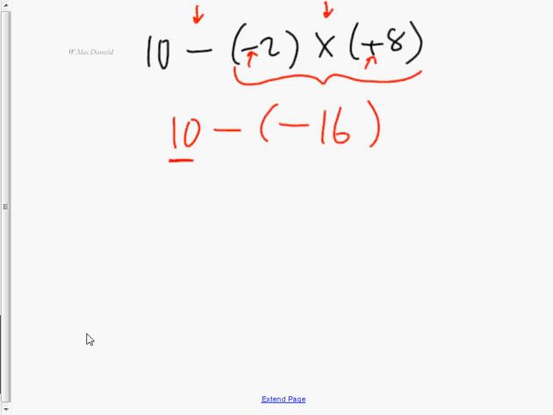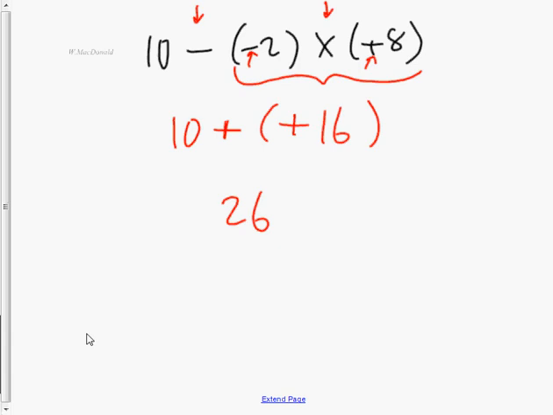Keep the first integer, don't change it. Change your subtraction to addition, and use the opposite of the second integer. We'll get you the same answer. So 10 plus 16 is from grade 2. Your answer is 26.